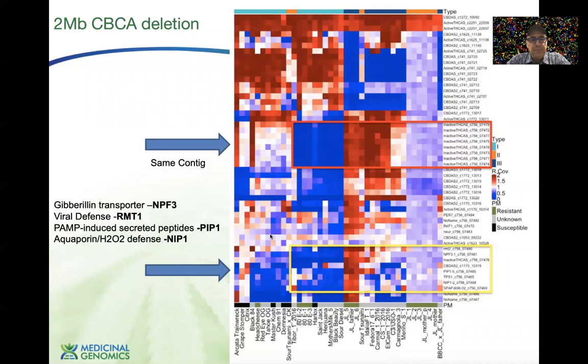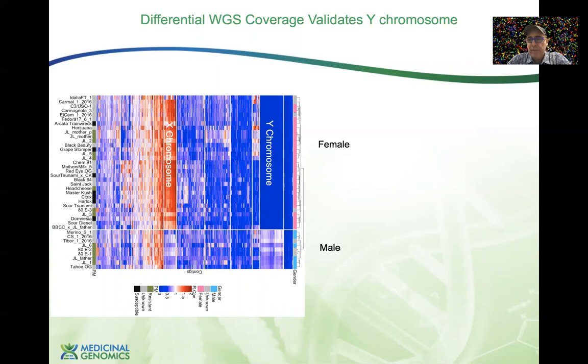Now, I mentioned before that some of these genes are coming along for the ride in some cultivars, but not all of them. These are gibberellin transporters, viral defense genes, PAMP-induced secreted peptides, and aquaporin. So these are all things we've got to pay attention to if we're going to select for one of these types of cannabinoid synthases to be present. It's a big region. It's a 2 megabase cannabichromene deletion. We can also see really readily which ones are males and females with maps like this. The females have absolutely no coverage on the Y chromosome and the males do.